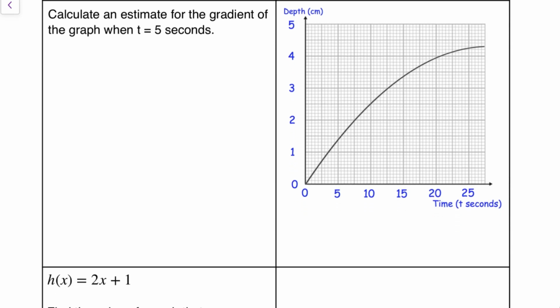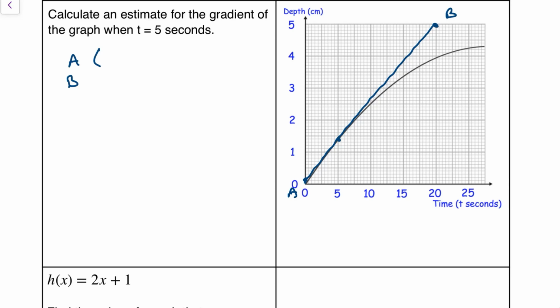Next one. Calculate an estimate for the gradient. Oh, here we go again. Calculate an estimate for the gradient of the graph when t equals 5. So t equals 5 here. I'm going to do my absolute best, and the usual disclaimer, I'm doing it on an iPad. It won't be precise. In an exam, get a ruler out, do it nice and neatly. But I have to say it's kind of fallen quite well for me. So I've got point A and I've got point B. Point A is down here and point B is up here.